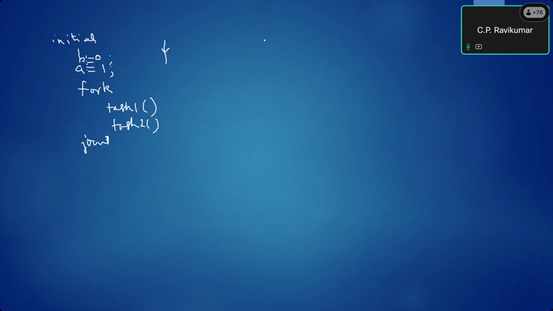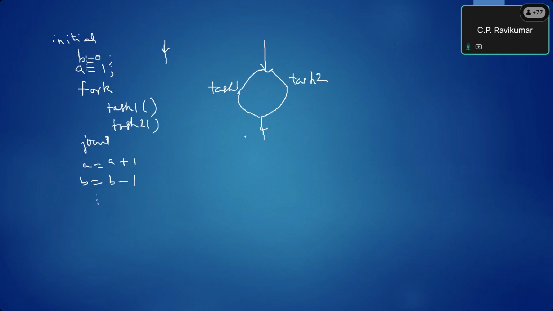then the way it works is the initial thread will split into two. Task 1 will be executed here, task 2 will be executed here, and then when they join, the parent continues. So I may have a equals a plus 1, b equals b minus 1, etc. So these will be done by the parent. These will also be done by the parent.